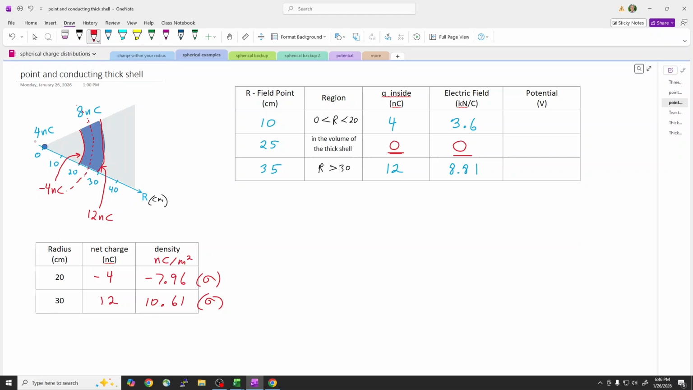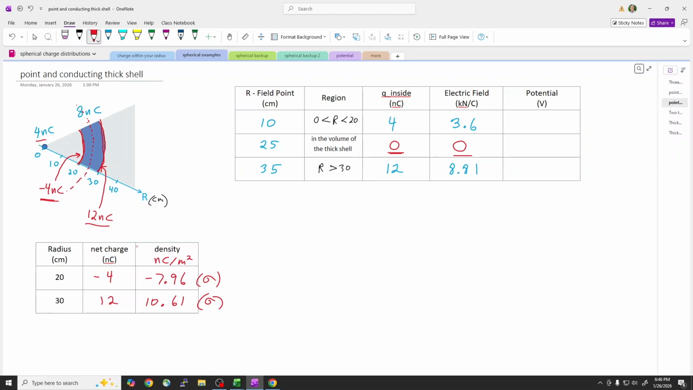Because we have 4 nanocoulombs at the origin. Then we must negate that at the 20 centimeter mark so that that's a net of zero when we're at 25 centimeters. So minus 4 nanocoulombs ends up on the inner surface of that thick shell. And then by conservation of charge, since this conductor is isolated, 8 nanocoulombs has to be minus 4 plus how much? Well, that's 12, right?